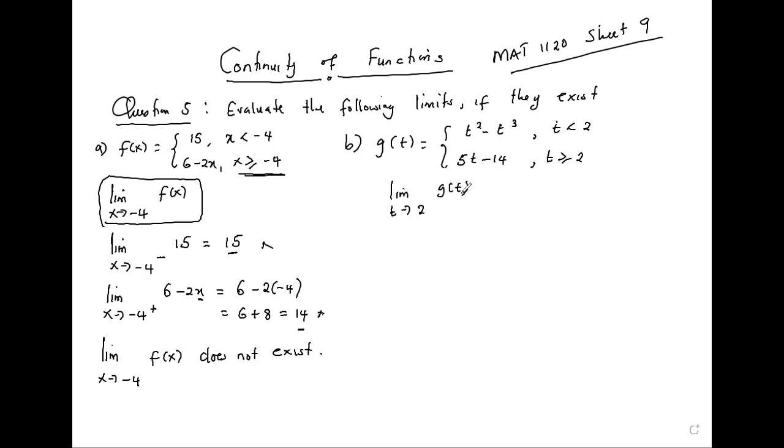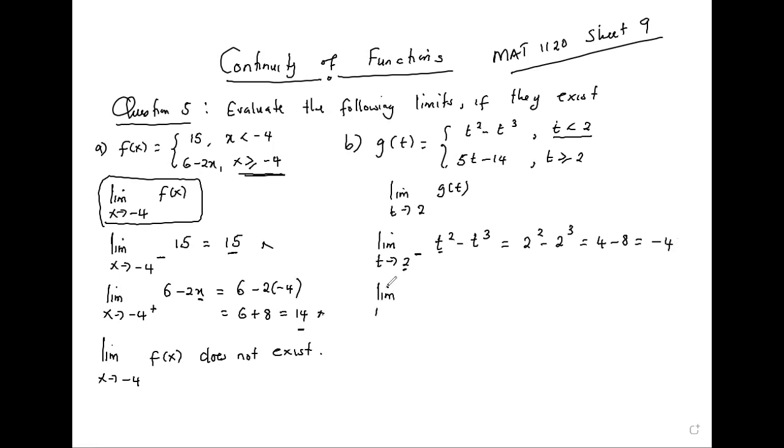So again, because 2 is sitting on the boundary, we need to find the limit as t goes to 2 from left. When we say left, we mean when t is less. So when t is less, we pick t squared minus t to the power 3. So we substitute where there's t, we put 2. So we have 2 squared minus 2 to the power 3, which is 4 minus 8, which is minus 4.